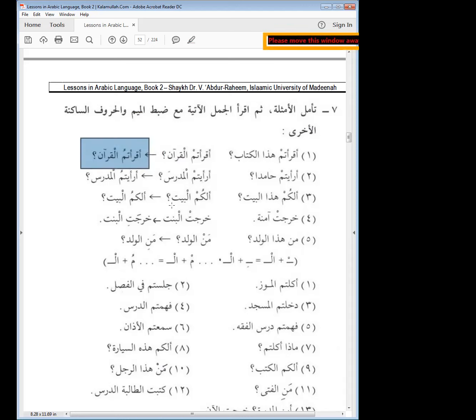Now this is done in reading only, right? You don't really write it. But when you're reading it, we say aqara'tumul Quran. Aqara'tumul Quran. Okay? So that is what happens in this case.